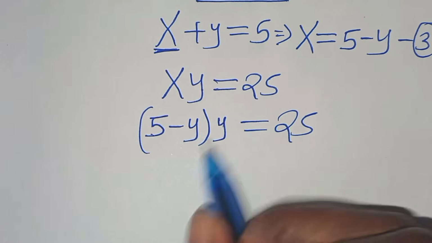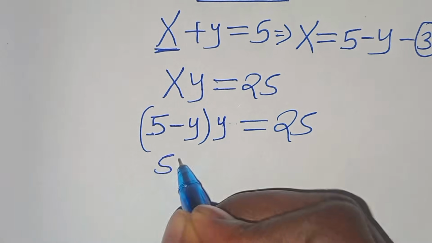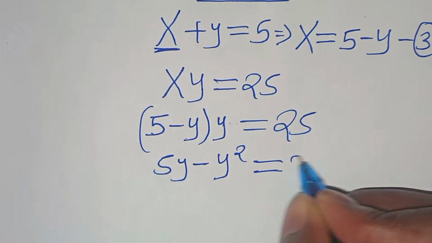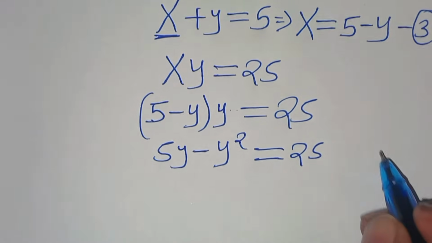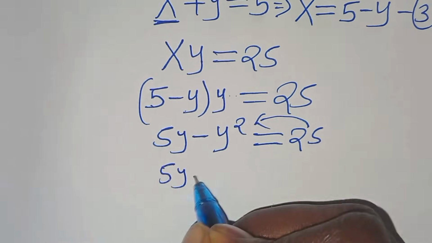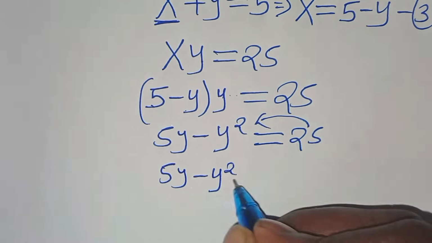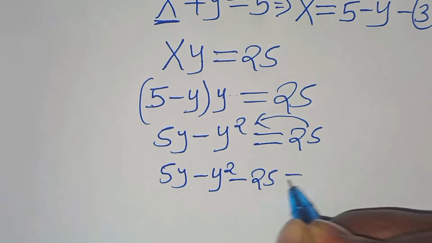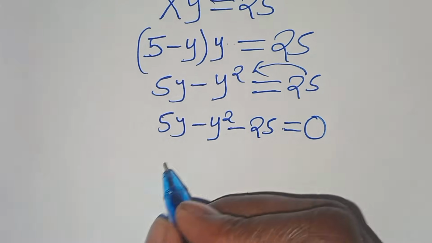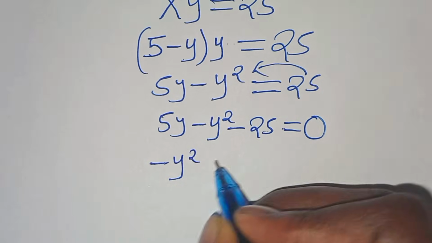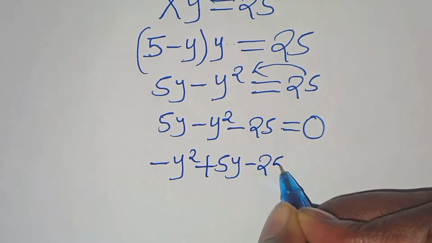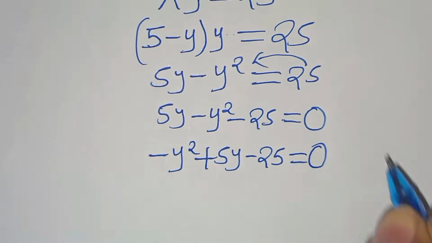So we have 5 times y, minus y times y. This is 5y minus y squared. This is equal to 25. Let's take 25 to the left hand side so that we have 5y minus y squared minus 25. This is equal to 0. Let's rearrange this equation. We have minus y squared plus 5y minus 25. This is equal to 0.